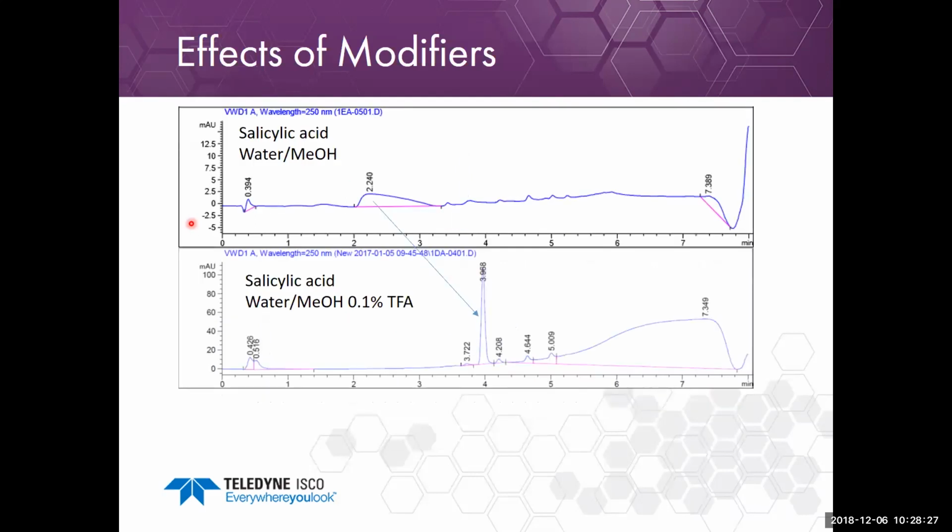We have salicylic acid that we talked about earlier, and salicylic acid elutes as a very broad band in water methanol, but by adding TFA, it makes a very nice sharp peak. The other thing to note is that it actually elutes later because I made the compound more neutral, which means it's less polar, which means it retains more on C18.